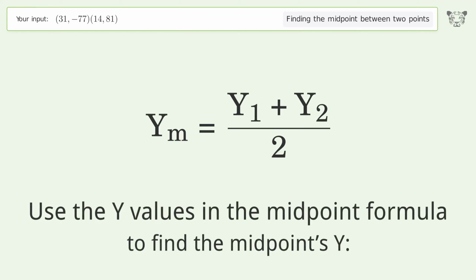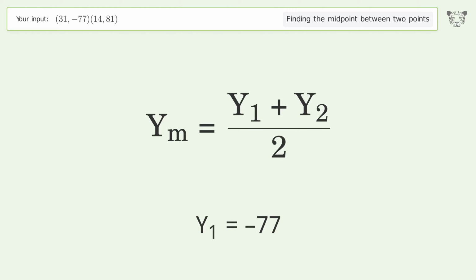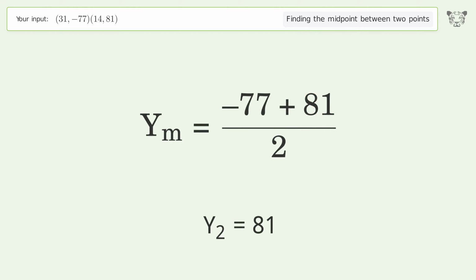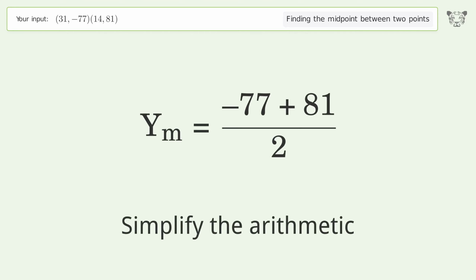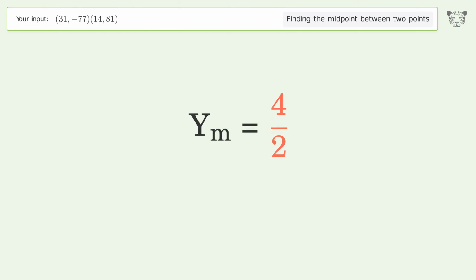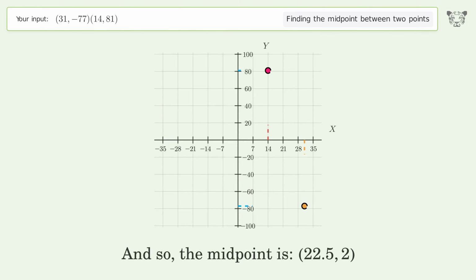Use the y values in the midpoint formula to find the midpoint's y. y1 equals -77. y2 equals 81. Simplify the arithmetic. And so, the midpoint is 22.52.